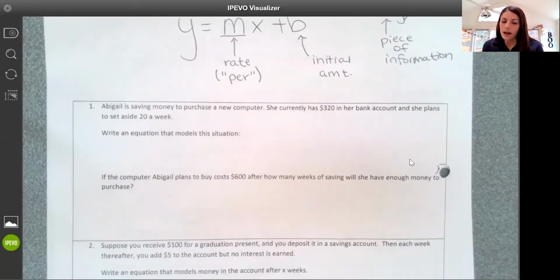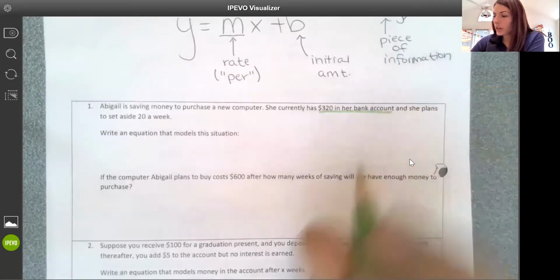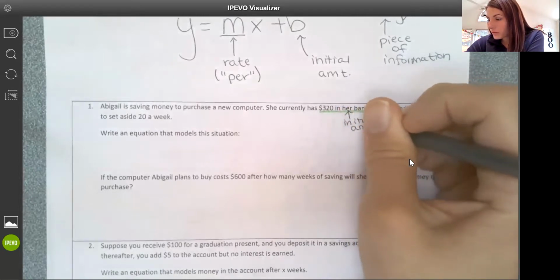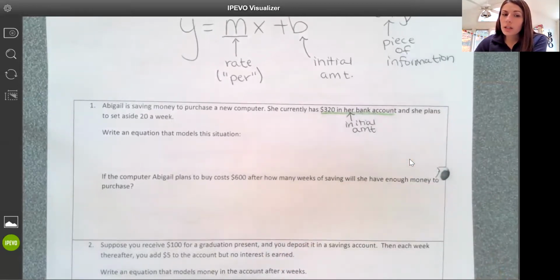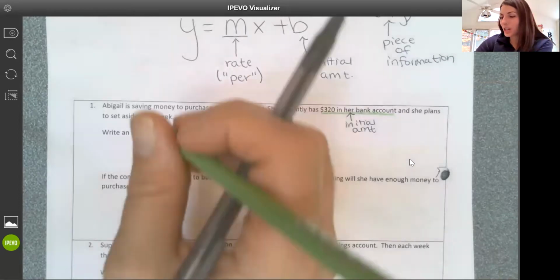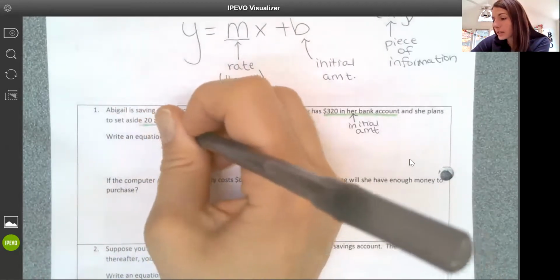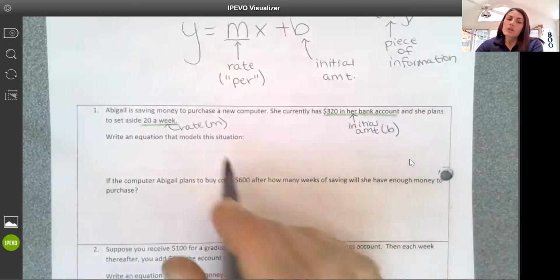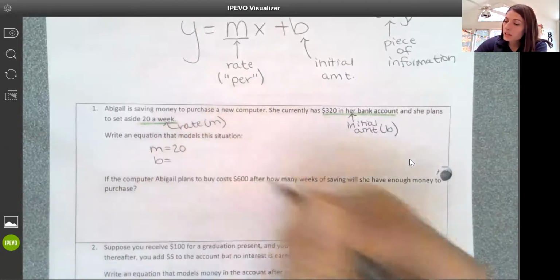It says, Abigail is saving money to purchase a new computer. She currently has $320 in her bank account. That's an initial amount. That's what she has now, that's what she's starting with. She plans to set aside $20 a week, which should say $20 per week. That's her rate that she's saving at, or m, and the initial amount is b. So this application problem gives me a slope and gives me an initial amount.